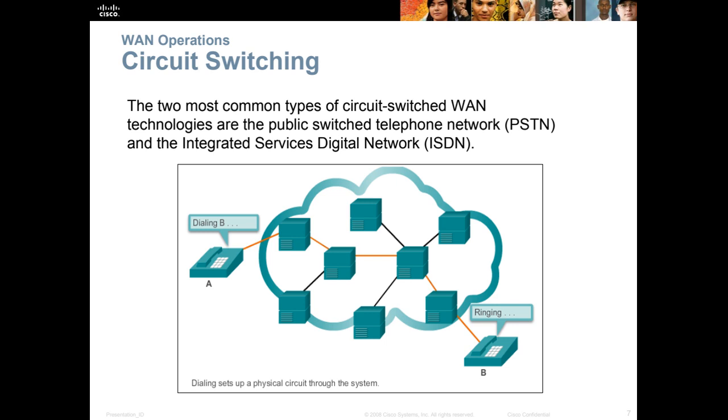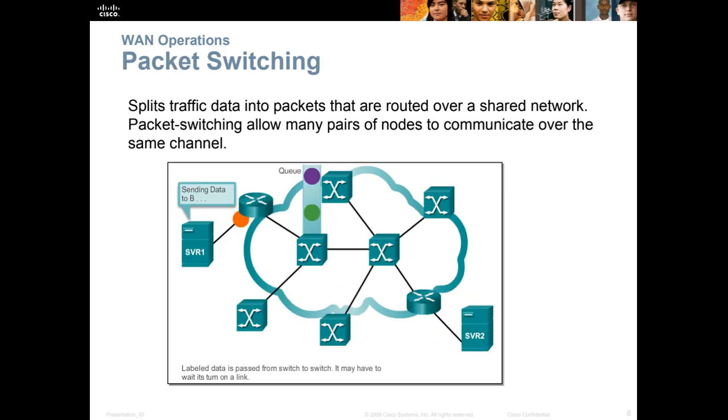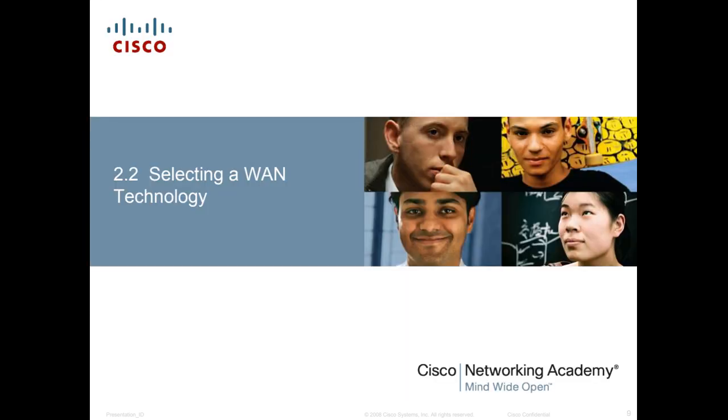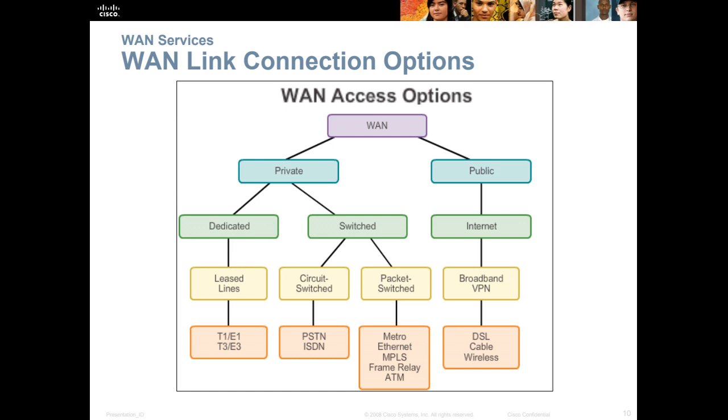ISDN is the abbreviation of Integrated Services Digital Network. Packet switching is more advanced. Here, it splits traffic data into packets that are routed over a shared network. Okay? Packet switching allows many pairs of nodes to communicate over the same channel. So they can share the channel, right? Not like when you use a telephone with circuit switching, where the line is dedicated for you. No. Here, many people can send at the same time. So this is very nice.